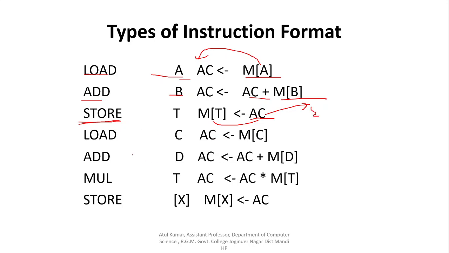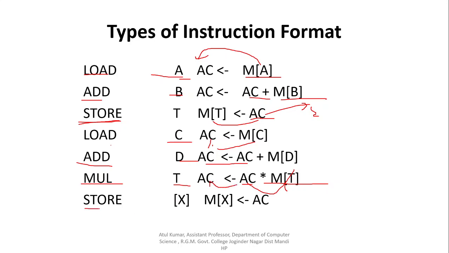After this operation, again load the content C from memory. C is loaded to the accumulator, and after this, add D means the content D is added to the accumulator. So the accumulator now contains C plus D. Again MUL T means multiply the content of the accumulator with the content stored in location T, and in T we have stored A plus B.